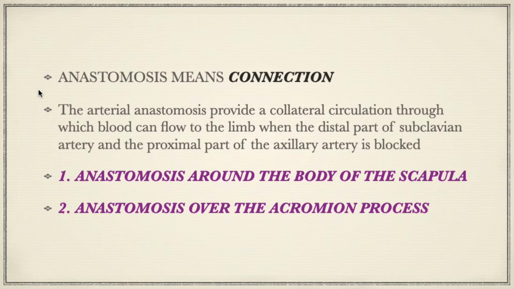So we will find two types of anastomosis here, around the body of the scapula and around the acromion process. I hope you know what is the body of the scapula and what is the acromion process. If you don't know till now, then please go and check the video of the scapula.